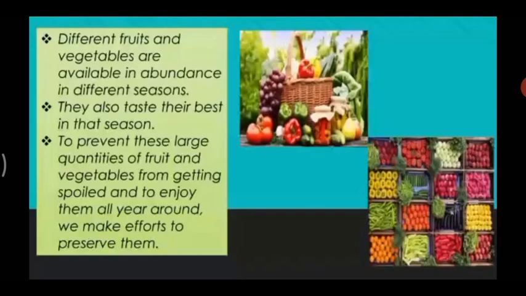And it tastes similar to when they are found in the winter season. Okay? So, to prevent these large quantities of fruits and vegetables from getting spoiled and to enjoy them all year around, we make efforts to preserve them. So, we have to preserve these fruits.